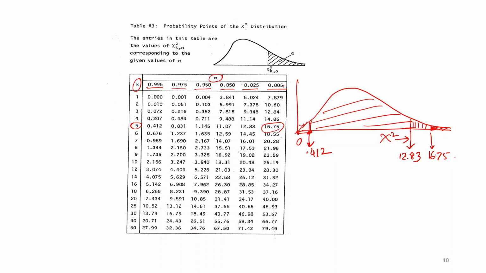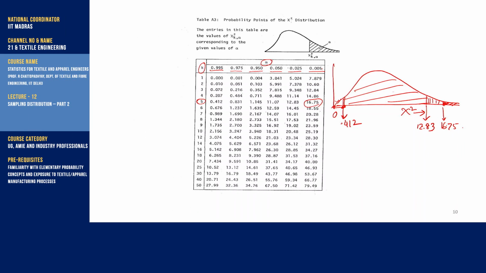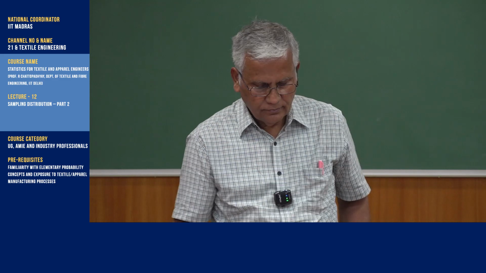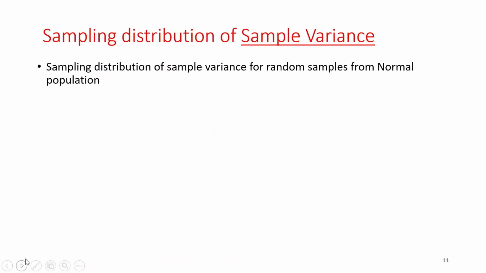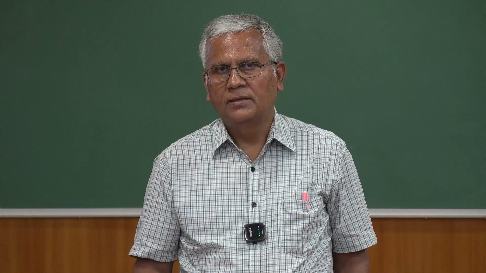So this is how you'll be able to understand what the curve represents and what information it is giving to us. From there, this chi-square distribution is going to help us now in trying to find out the sampling distribution of sample variance.